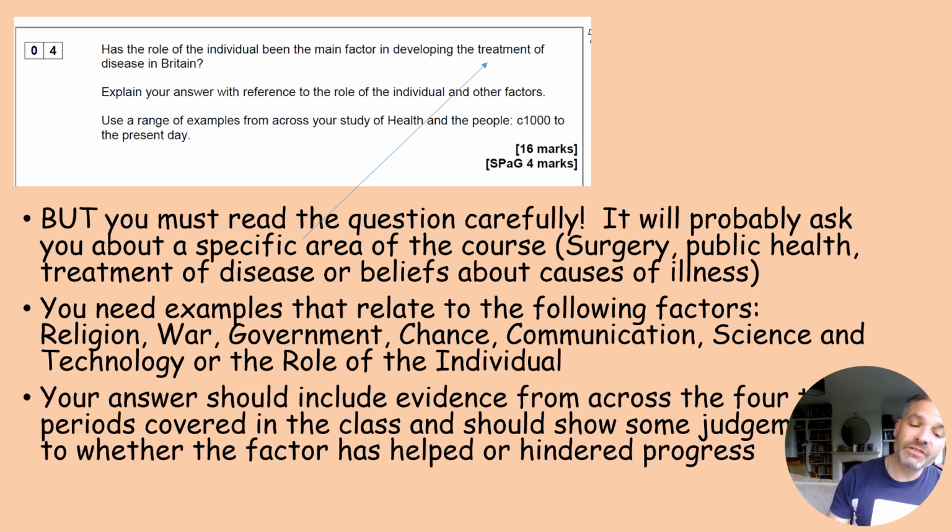Now, your answer needs to include evidence from across, most likely, the 4 periods, but check that time period. And really what you've got to do is say, well, how did, for example, this individual influence medicine, and how significant was that? And if you can, did that help or hinder progress? So we were talking about Galen earlier on, and Hippocrates, and so you'd want to say, well, this is what they did, this was how big the impact was, and that impact either helped or hindered progress during this period.